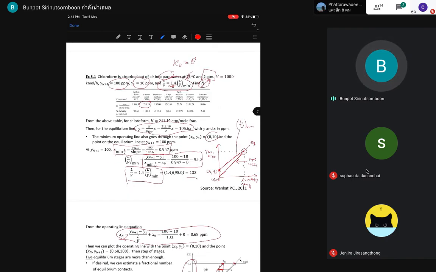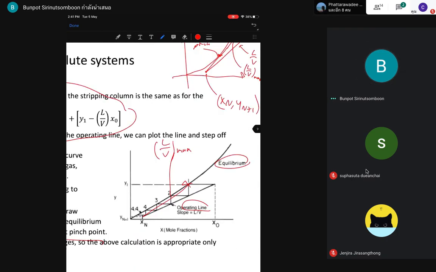For stripping, it's the opposite. The equilibrium line is on top, and the operating line is below. The operating line is below the equilibrium line for stripping. And for stripping, you can get L over V maximum, opposite to the absorption.